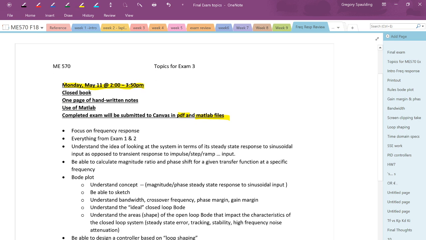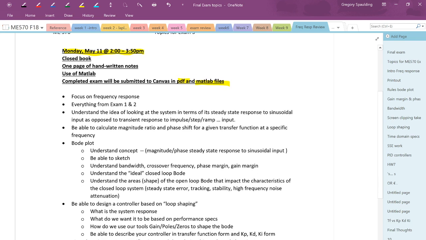So, as far as the content for the exam, it's going to be focused on the frequency response. Okay, the content since the last exam primarily. We'll be talking about Bode and loop shaping and those kinds of things. So don't expect a lot from the first part of the class, the content from the first two exams. Yet they're fair game. If I talk about something, I expect you to understand what I'm talking about.